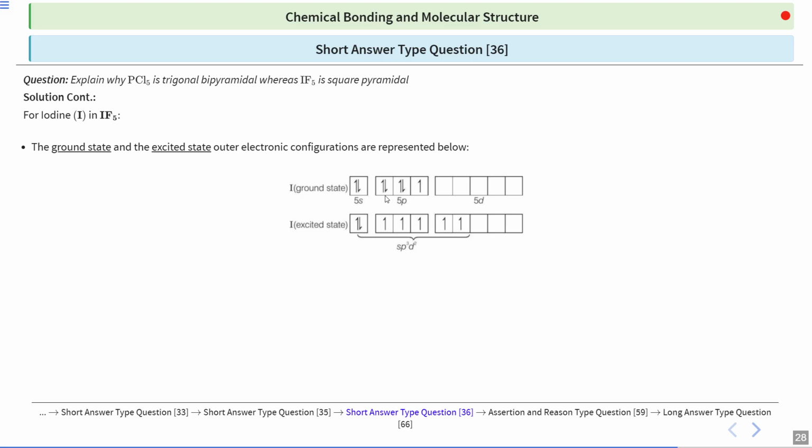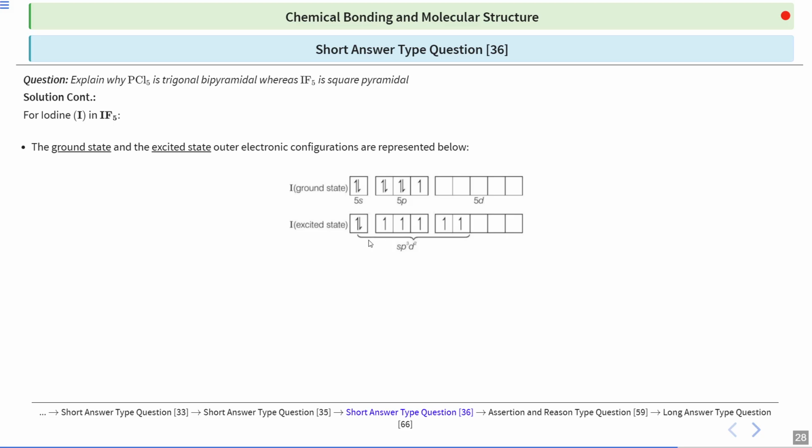In this case, we have 1, 2, 3 pairs present in the valence shell of iodine. But as soon as we move on to the excited state, only 2 of them get unpaired, whereas the 5s is still paired up. As a result, you are not seeing an excitation for the 5s electrons. So you should always remember that excitation or unpairing of the electron is never a mandatory case for any hybridization. I hope this point is clear to you.